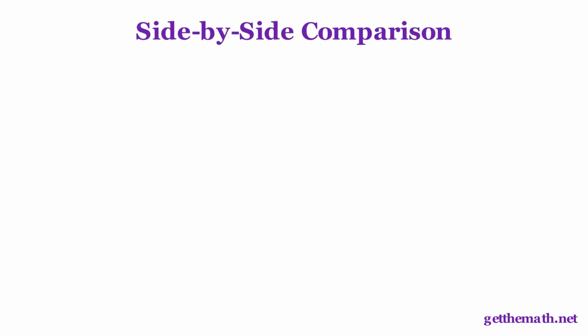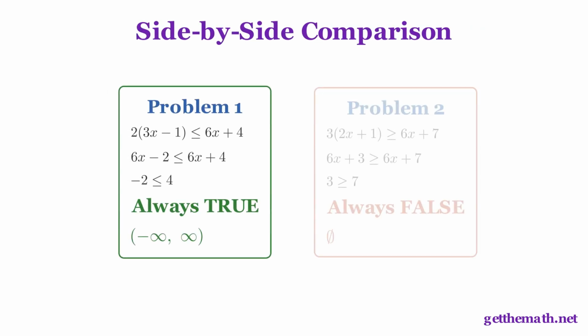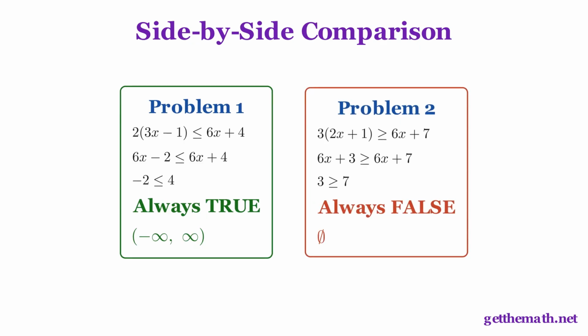Let's compare the two problems side by side. Problem 1 gave us negative 2 is less than or equal to 4, always true. So the answer is all real numbers, negative infinity to positive infinity. Problem 2 gave us 3 is greater than or equal to 7, always false. So the answer is no solution, the empty set.